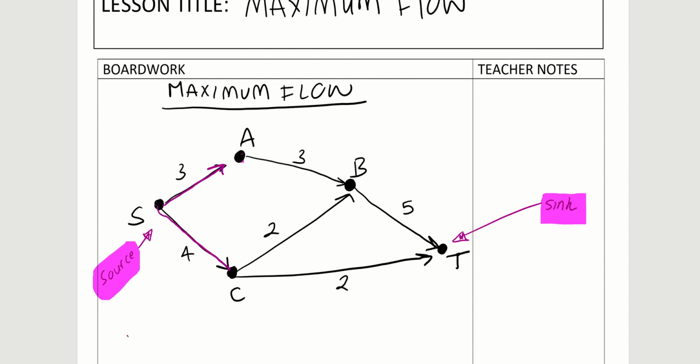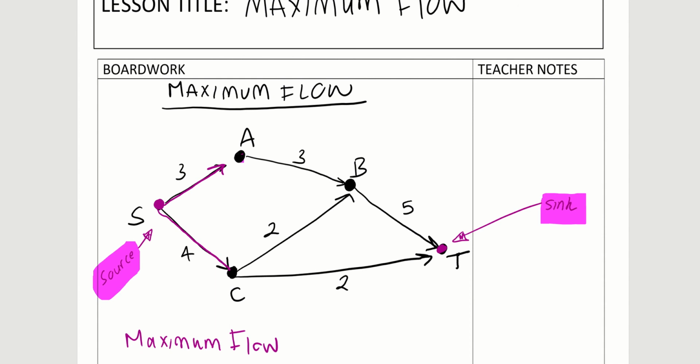So if the question asked you to calculate the maximum flow through this network, we have a few new names. We call the starting point the source, where the water originates from, okay? So it's our source. And the end point is the sink, okay, where the water is traveling all to. So make sure you have that written in your books because that's important, just knowing which one's the source, which one's the sink.